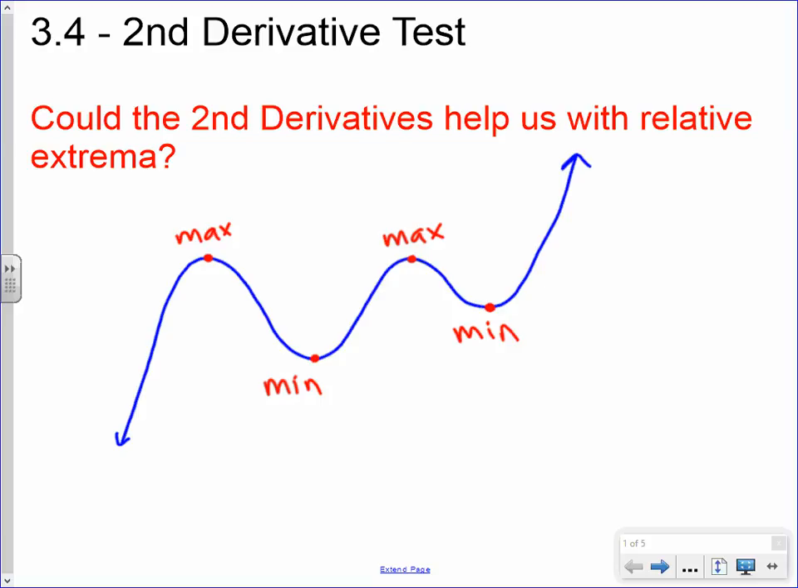That is a pattern. Okay, so on Wednesday we discussed the first derivative test to help us find relative minimums and maximums. The second derivative test does the same thing. It helps us identify relative minimums and maximums. However, it uses the second derivative instead of the first derivative.